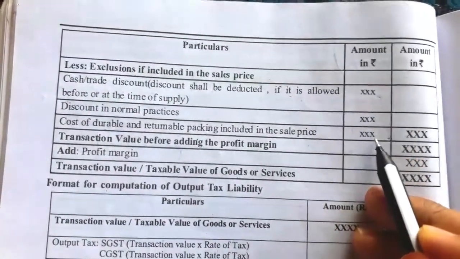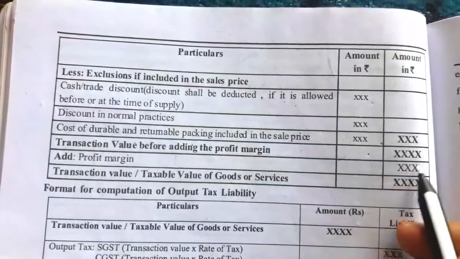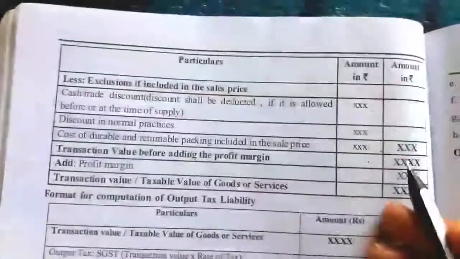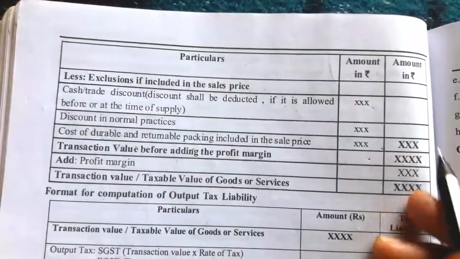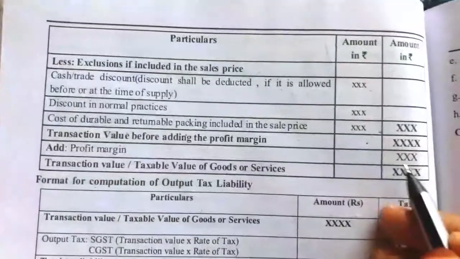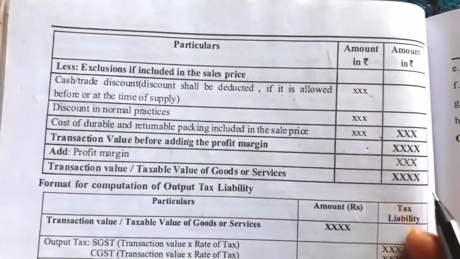So only three amounts we have to deduct. So we will get one value. That is nothing but the transaction value before adding the profit. So before adding the profit, we will get the transaction value. After that we have to add the profit margin. So after adding the profit margin, we will get one value.